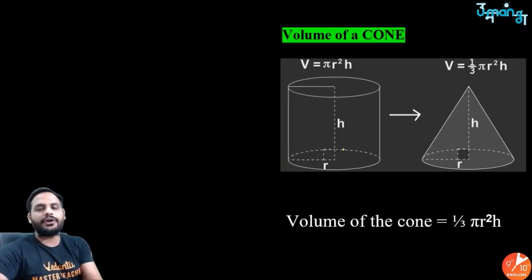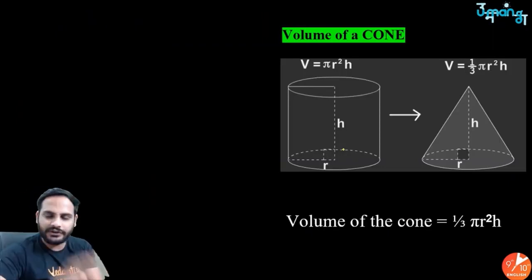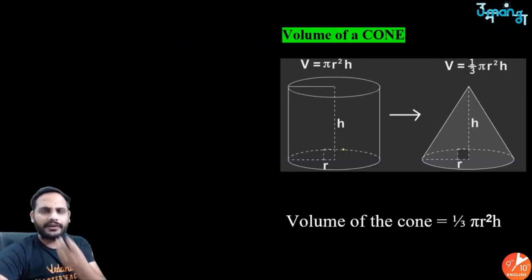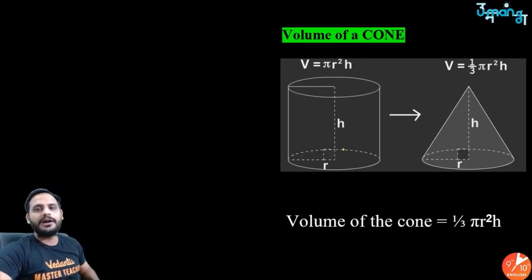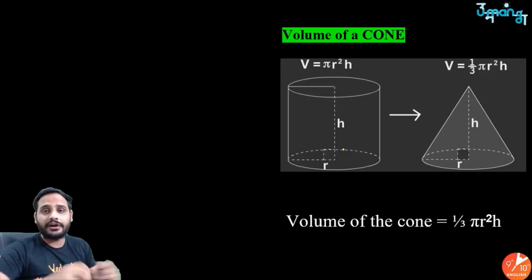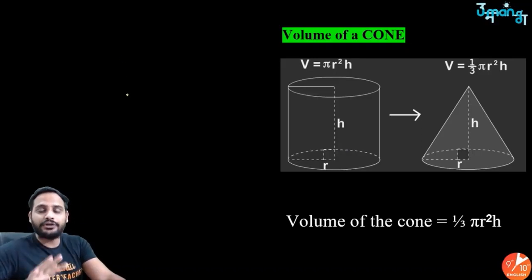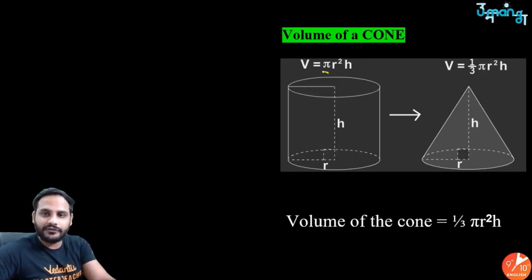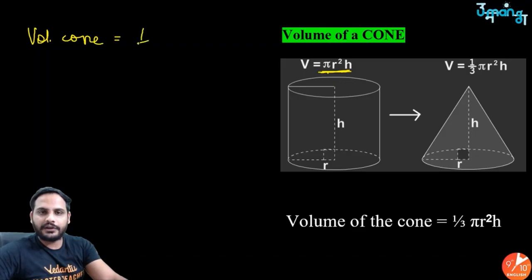After that we talk about the volume. So when I talk about the volume, as you all know, it is the capacity of any object. How much material any object can hold, that is called the volume. Now the volume of a cylinder, you know what is the formula? Pi r square h. So for a cone, volume of cone is equal to 1 by 3 times the volume of cylinder, which is pi r square h.